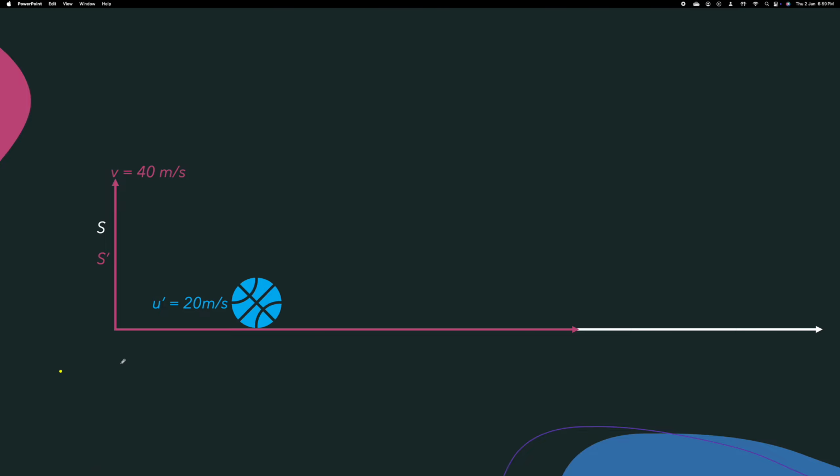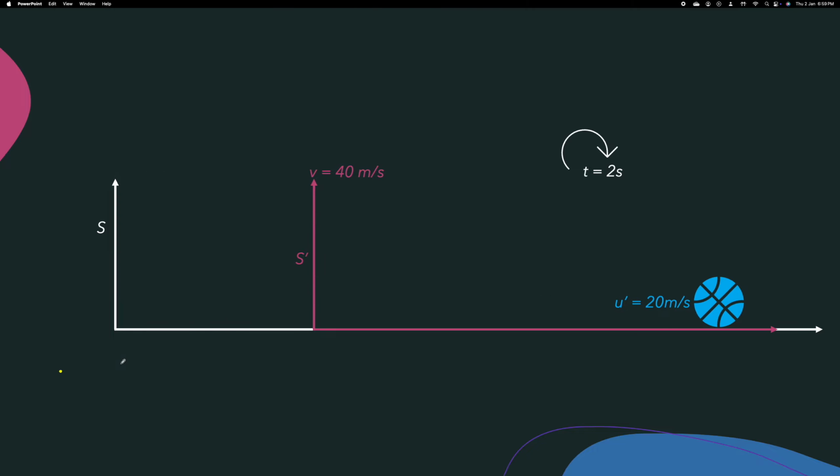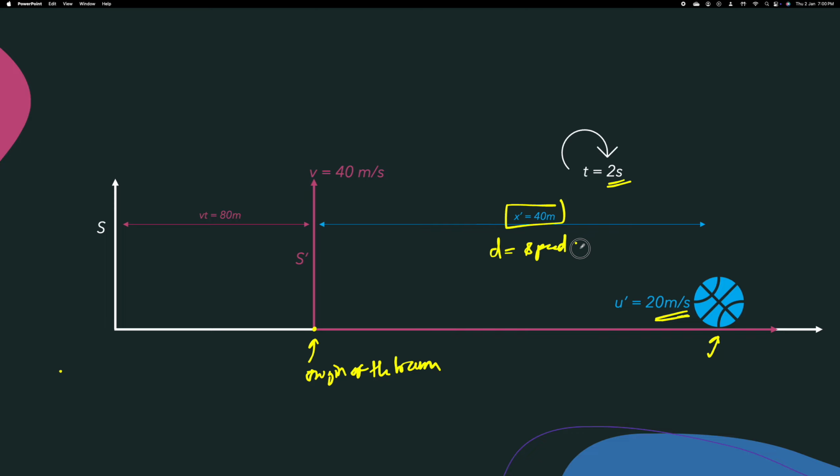Because the ball and the train are moving, that's how after 2 seconds the position of the ball can be, and that's the position of the origin of the train. Now, how far has the ball traveled from the origin of the train? I'm considering this as the origin of the train. It has traveled a distance of 40 meters because the speed with respect to the train is 20 meters per second and the time is 2 seconds. So distance will be speed into time, which is 20 meters per second into 2, which is 40 meters.